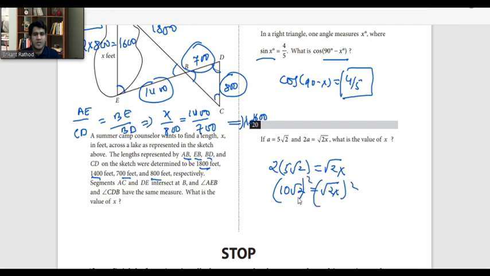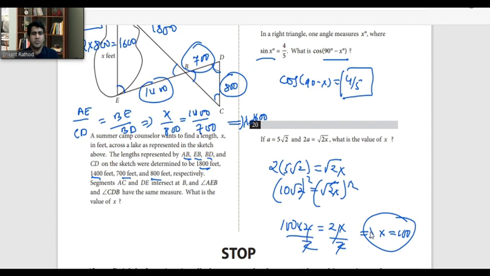Square it here. So when you are squaring, 10 squared is going to be 100. Root 2 squared is going to be 2. This is equal to, square and square root get cancelled out, 2x. So divide by 2, divide by 2, 2 gets cancelled out, then the value of x is going to be 100. So that's it. So the answer to question number 20 is 100.